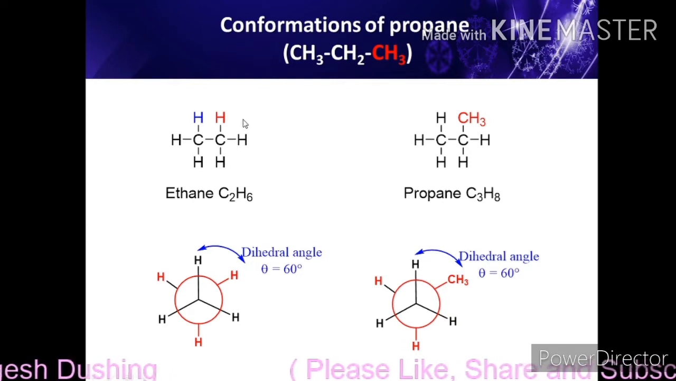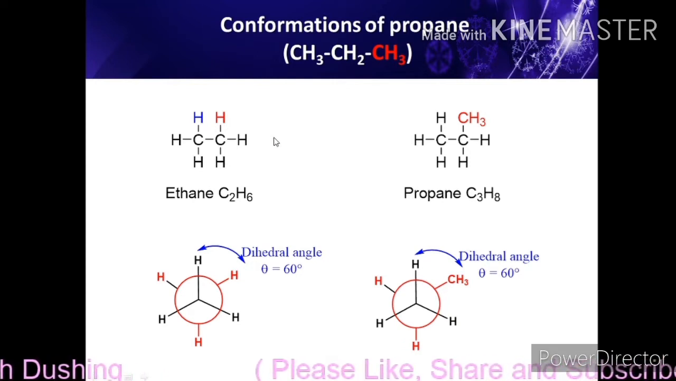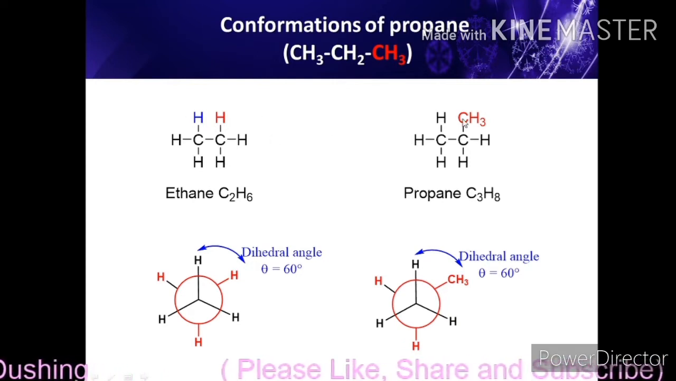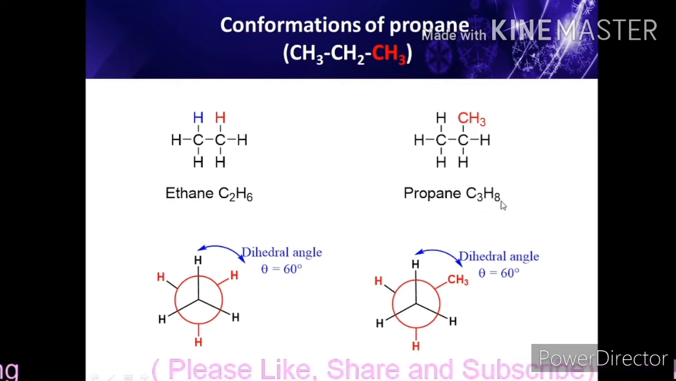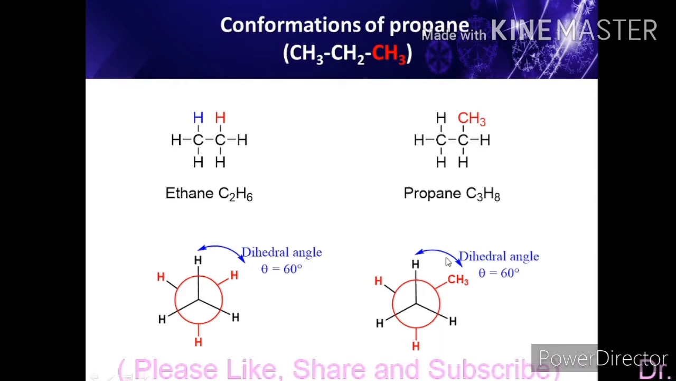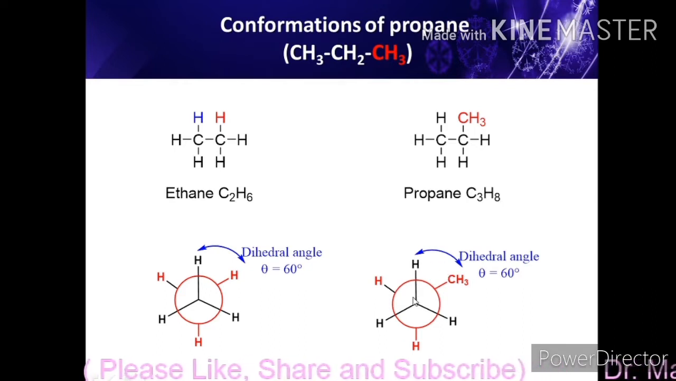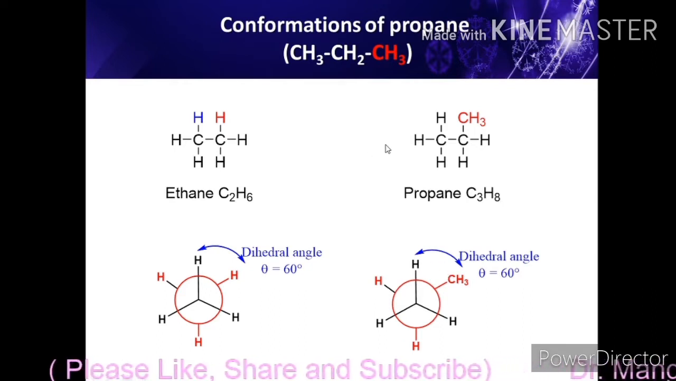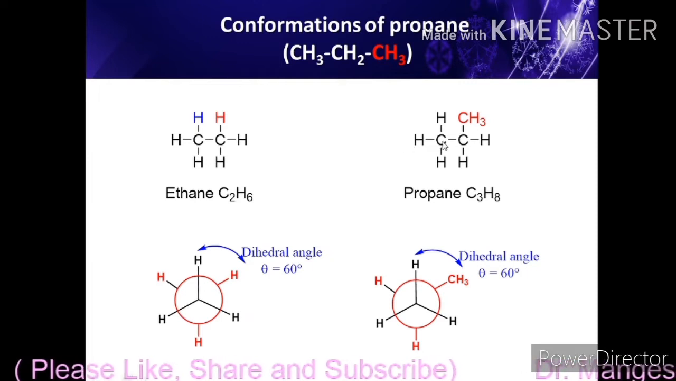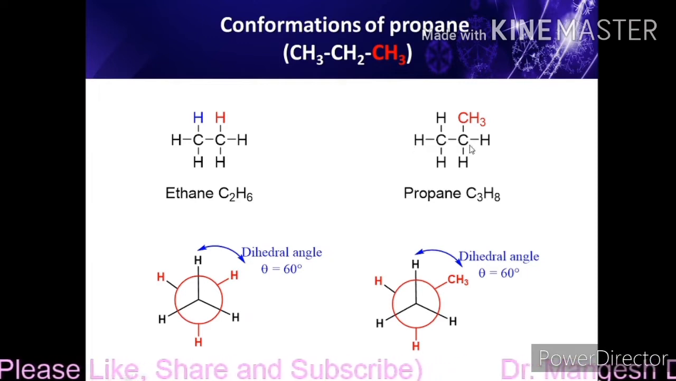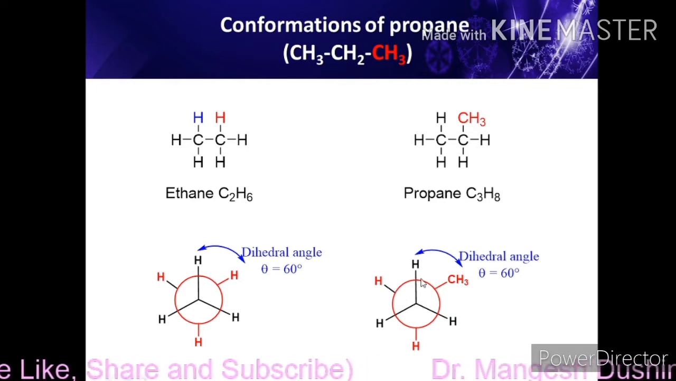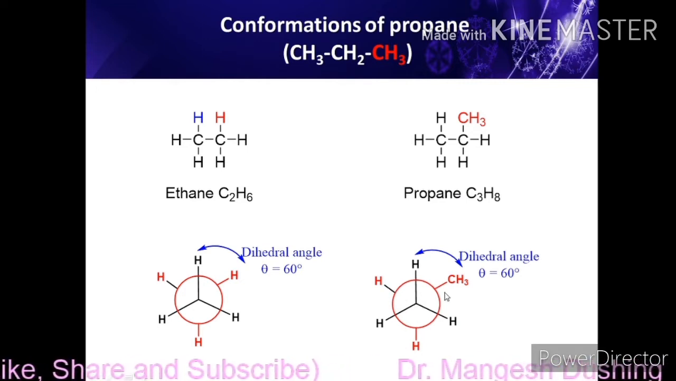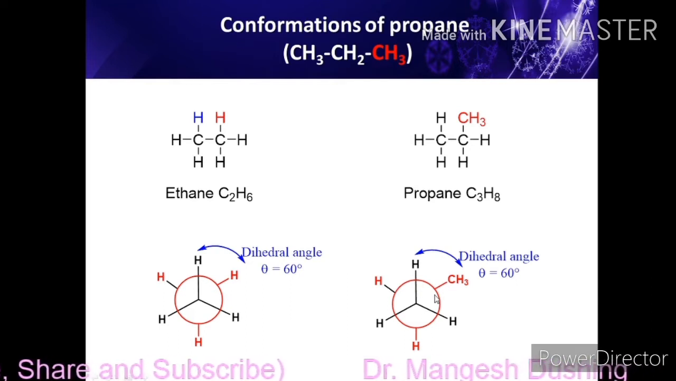So propane is just a methyl substituted ethane. One of the hydrogens of this ethane is replaced by the methyl group. So this is propane, C3H8. The Newman projection formula will look like this if we see the molecule along this carbon-carbon single bond. So this CH3 is the front carbon atom. This CH2 is the rear carbon atom, and this CH3 is attached to the rear carbon atom.